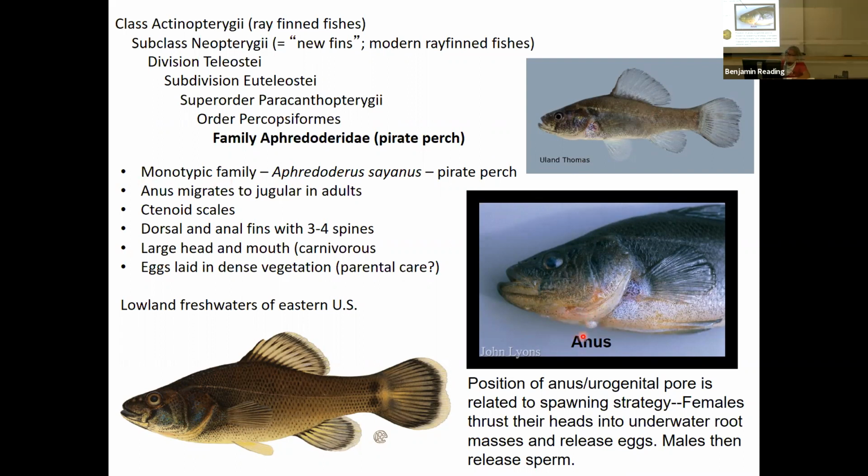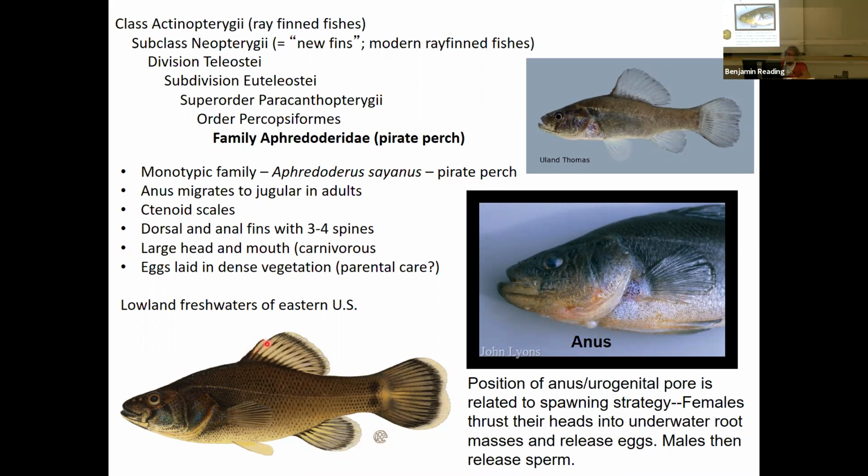It has a chin anus. The anus actually starts off in juveniles where it's supposed to be, and then as they mature, it migrates anteriorly to the throat. These things have ctenoid scales. Dorsal and anal fins, again, have 3 to 4 spines.